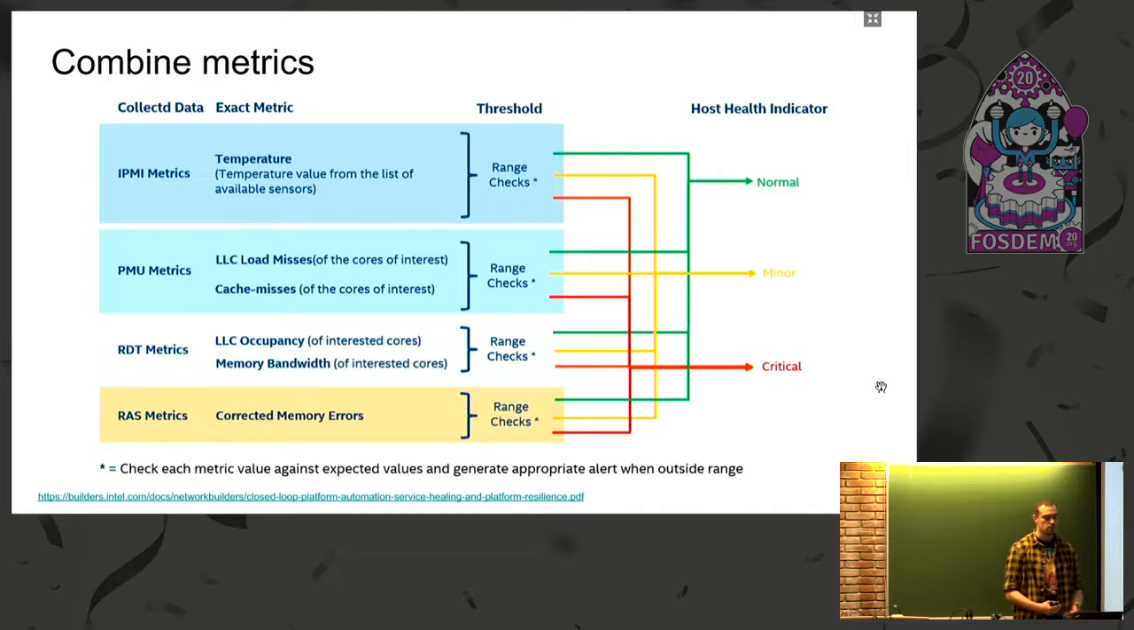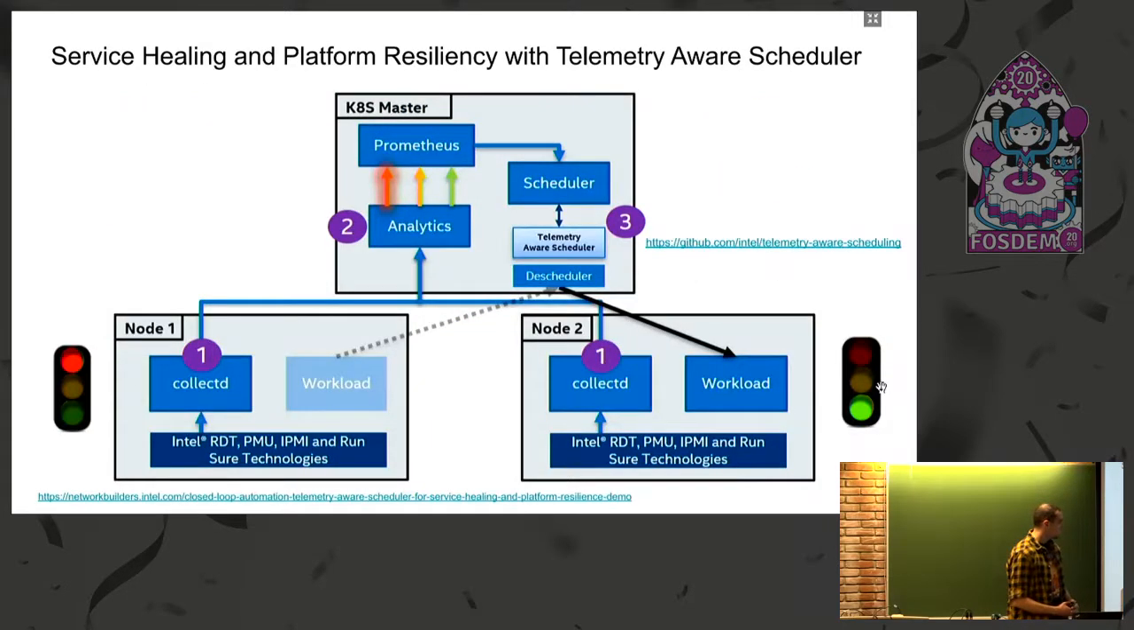You can combine all of those metrics into some similar indicators about health of your platform or a compute node, which leads us to the second proof of concept that was doing actually that. So we have two compute nodes managed by Kubernetes. We are scraping the RDT, PMU, IPMI, and Trusure technology metrics. We are pushing this to the Kafka stack for streaming analytics, in which we are calculating this host health indicator, and it is providing this information to Prometheus.